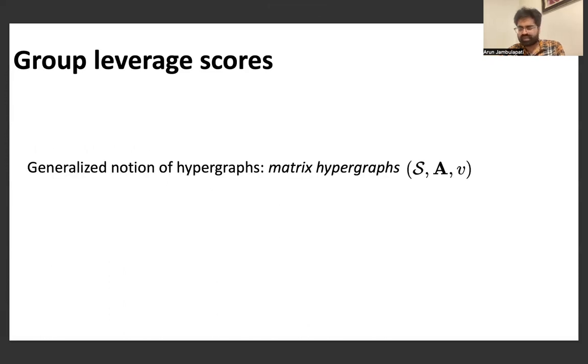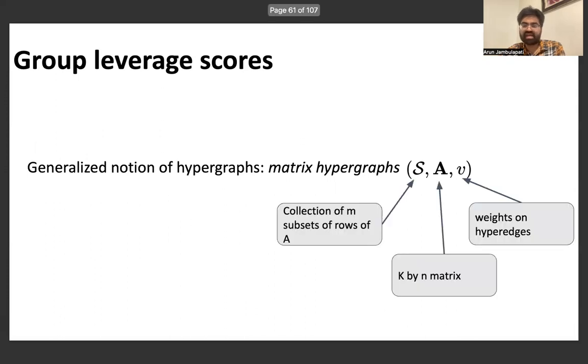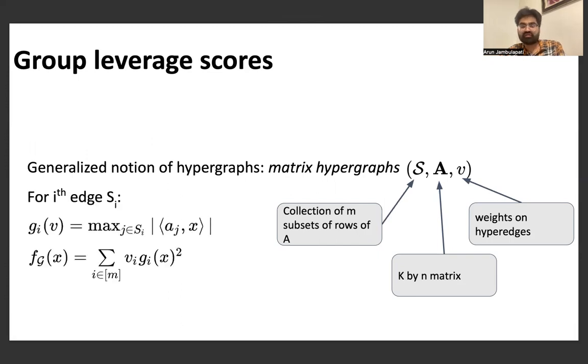Before we get into what balanced weight assignments are, it's going to be useful to generalize our setting slightly to this new thing called matrix hypergraphs. In a matrix hypergraph, we have a triple S, A, and W, where A is some k by n matrix, S is a collection of subsets of rows of A, and W is a collection of weights on the hyperedges. We should think of each subset of rows as corresponding to a single hyperedge.